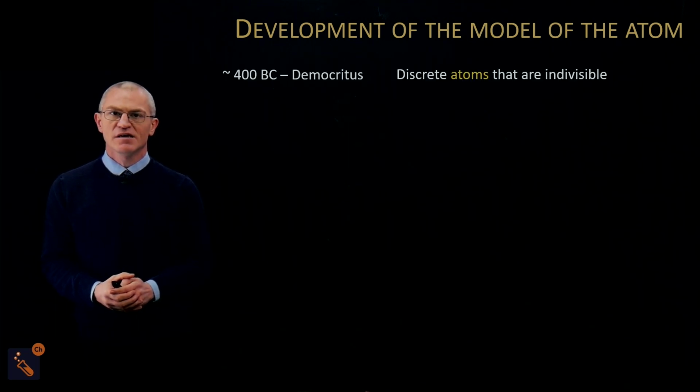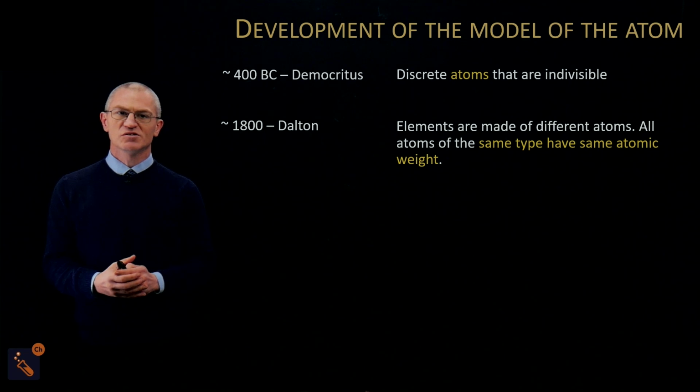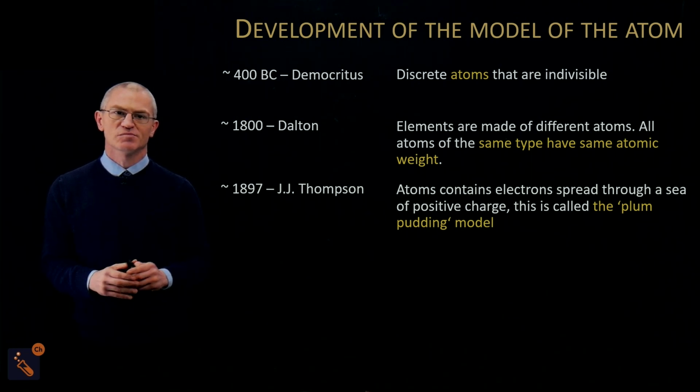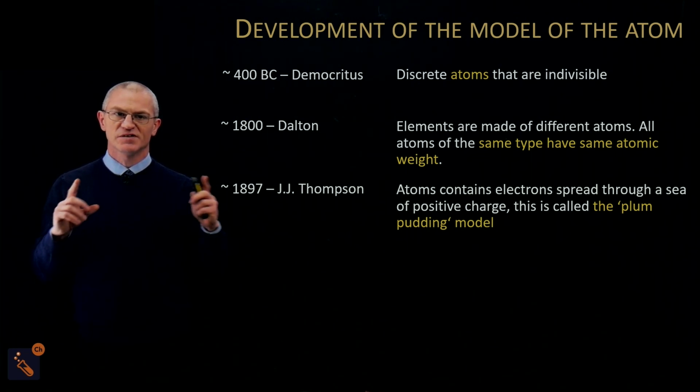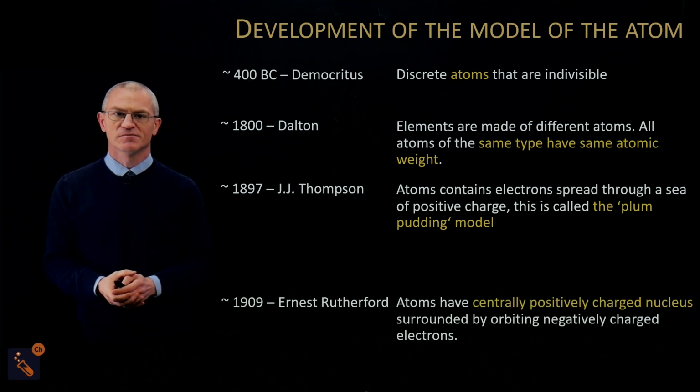of the atom. Around 400 BC, Democritus thought that atoms were indivisible. Then from then on, nothing much happened until we got to Dalton around 1800, and he said that atoms of the same type have the same atomic weight. Then we went to J.J. Thomson. Around 1897, J.J. Thomson said that atoms contain electrons spread through a sea of positive charge, so basically a sphere of positive charge. He called that the plum pudding model, a sphere of positive charge with negative electrons spread throughout it.